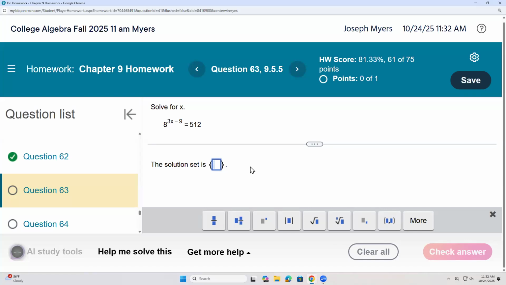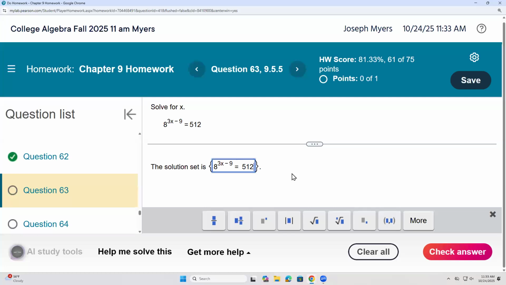Okay, so what's the solution to this? Well, there's two ways of doing it. Let's do it the easy way. So first, check the equation. 8 to the power of 3x minus 9 equals 512. Is there any way of changing the 512 to be an 8? Is there?